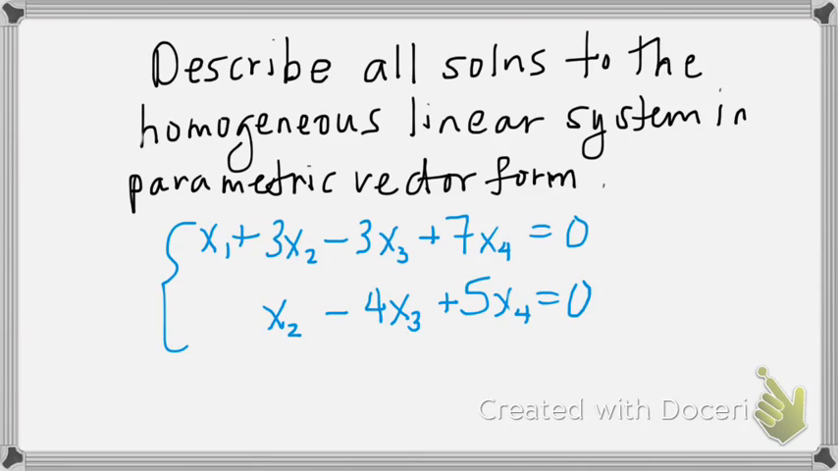Now I would like you to write down this problem and solve it in your reading assignment for section 1.5. It should be your last question, number 6. Describe all the solutions to the homogeneous linear system in parametric vector form. Our system is x1 plus 3x2 minus 3x3 plus 7x4 is equal to 0, and x2 minus 4x3 plus 5x4 is equal to 0.